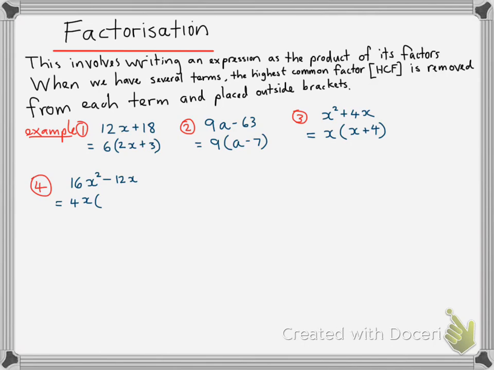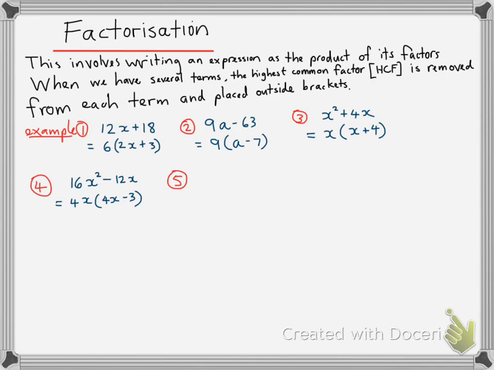4x times what gives 16x squared? Well, we need a 16, so 4x times 4 gives me the 16, but we want an x squared, so we'll introduce an x. So 4x times 4x will give us that 16x squared. The next term is negative, so I'm putting a negative sign there, and I want to get a negative 12, so I'll need 4 times negative 3, but notice I don't need to do anything more, because now 4x times negative 3 gives us negative 12x, and that's what we wanted.